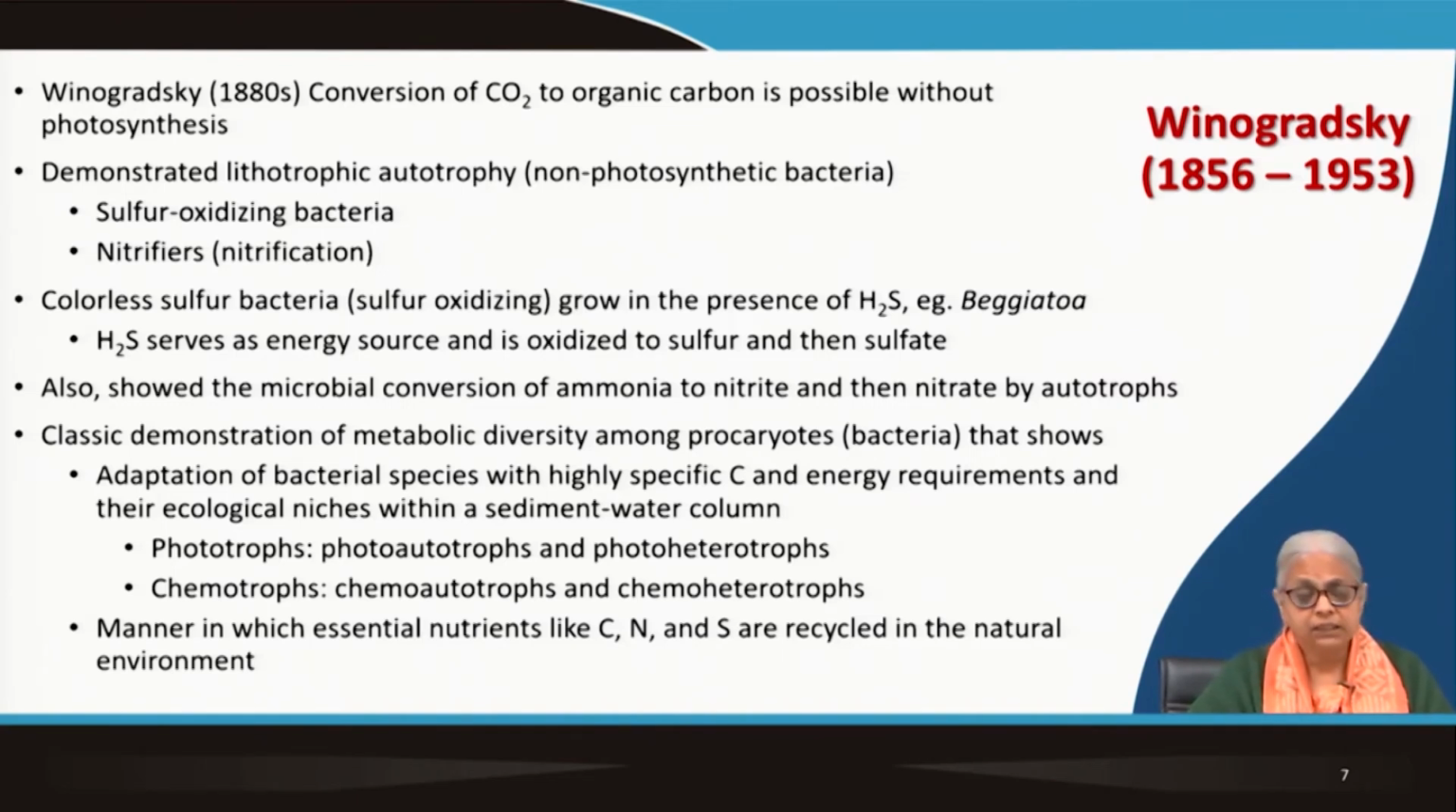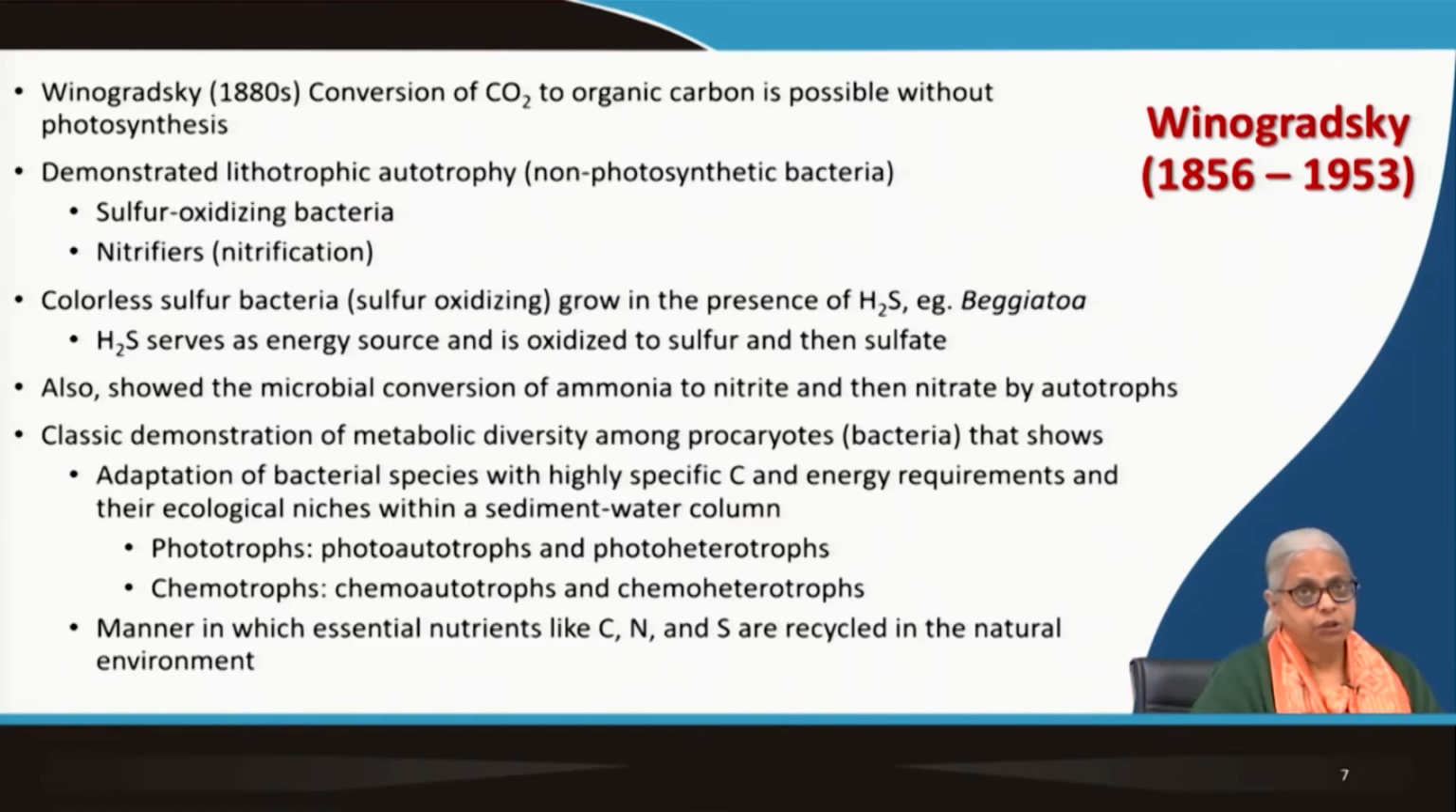We also have colorless sulfur bacteria. They are the sulfur oxidizing bacteria that can grow in the presence of hydrogen sulfide. Beggiatoa is an example of that. H2S is the energy source and it is converted to sulfur and then sulfate. We also see the microbial conversion of ammonia to nitrite and then nitrate by autotrophs.